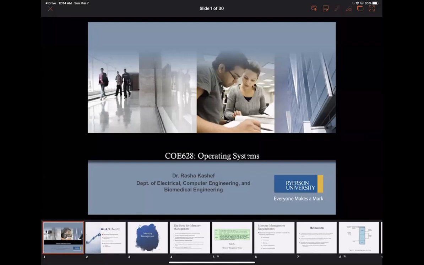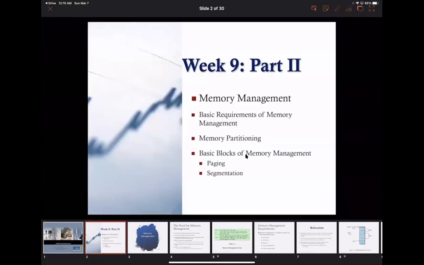So in part one, we talked about the dining philosophers problem and different solutions to address different problems like deadlock and starvation. And we also talked about different operating systems and their handling of concurrency mechanisms. And the second part of this week will be about memory management.